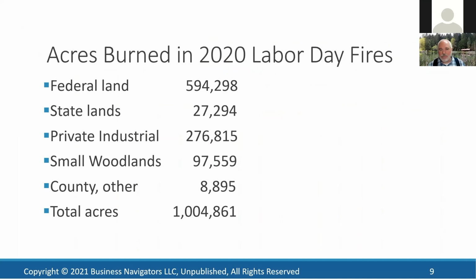losses today. The county and others lost just under 9,000 acres. So there's 1 million acres burned up. A little over 60% was federal and state, and 40% basically was private.